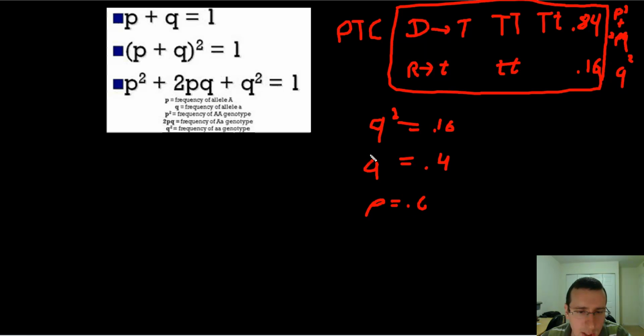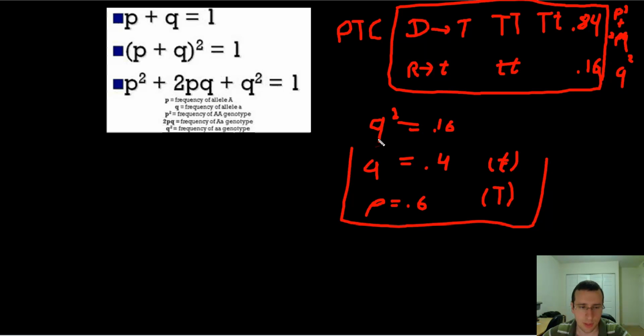Now we already figured out basically the allele ratios. Remember, q is going to stand for little t, so that's going to be the recessive allele ratio, and p is going to stand for big T, so that's going to be the dominant allele ratio. So here we have the allele frequencies in the population.